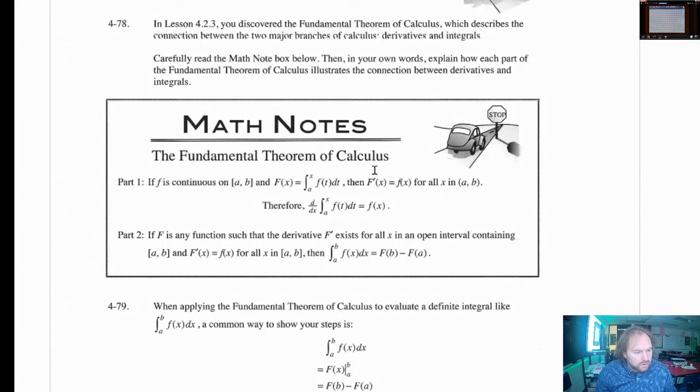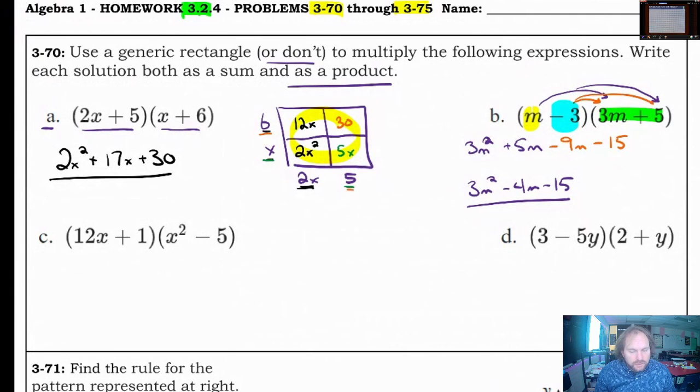Today we're looking at homework for 3.2.4, problems 370 through 375. In the first question, we're going to use generic rectangles, or not, to multiply the following expressions. We already did problems A and B as part of class in first hour today, so if you weren't in that class, you can now pause this video to check those answers. I did A with a generic rectangle. I did B without. I'm going to do C and D both with. I think this is an important skill for us to practice leading up to where we're going with this.